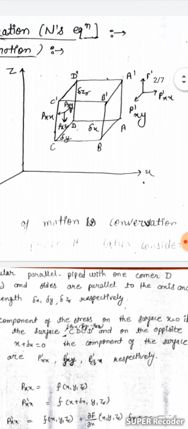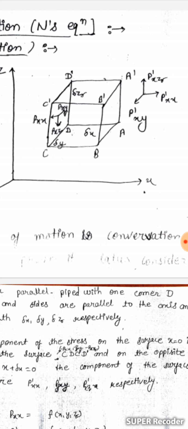To prove it, let us consider a rectangular parallelepiped, as shown in the diagram, with one corner at D and with center x, y, z, and sides parallel to the axes of length delta x, delta y and delta z respectively, which is also shown in the figure. Now consider the component of the stress on the surface x equal to 0, meaning the surface CD C'D', and on the opposite surface x plus delta x.